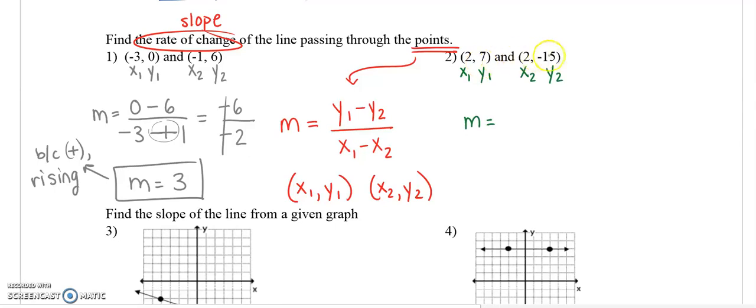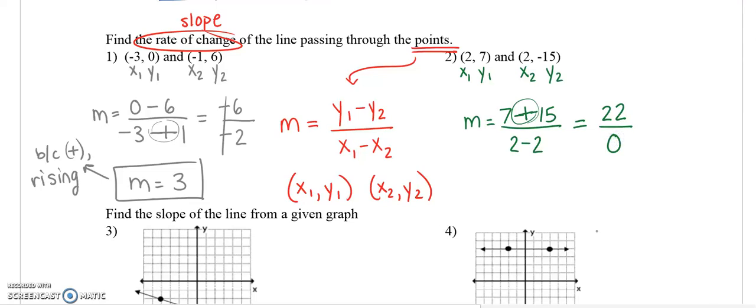Alright, so slope is y1 minus y2, 7 minus negative 15, divided by x1 minus x2, that's 2 minus 2. Okay, minus a negative here, it's going to turn into a positive, a plus. 7 plus 15 is 22. And then what's 2 minus 2? You got it. 0.